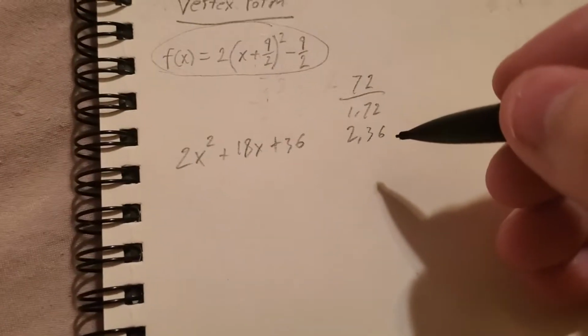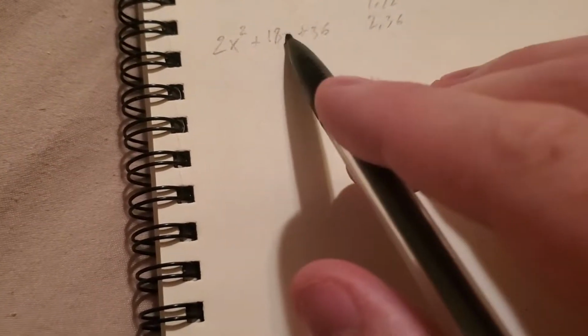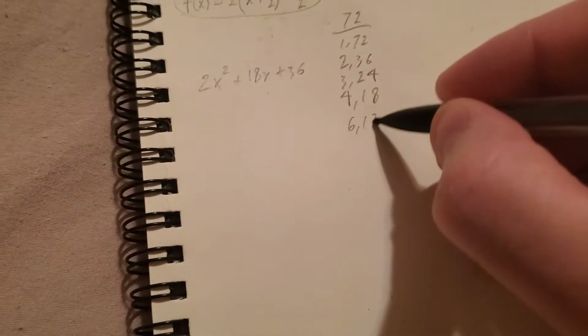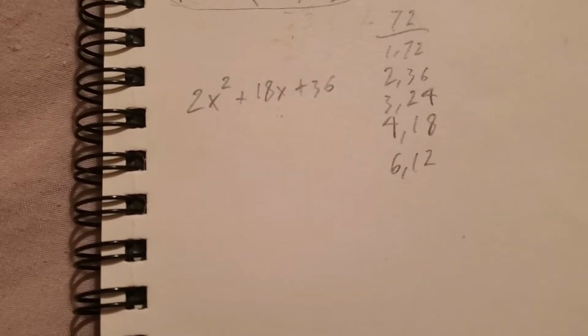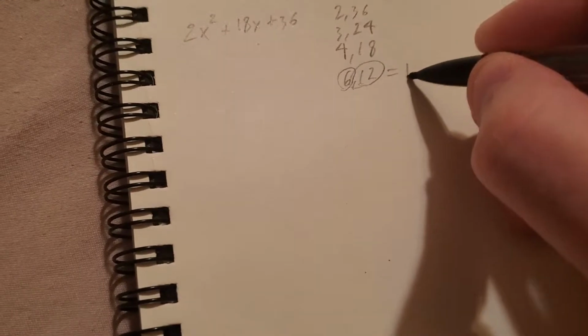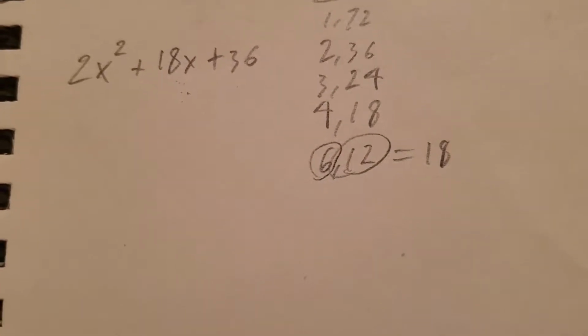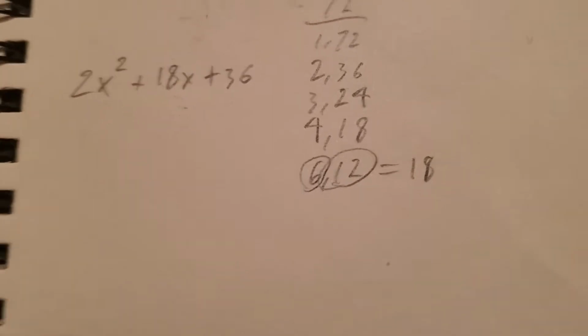I'm just going to go through the factors of 72 and try to see which one of these, whether plus or minus, in either scenario, will add up to positive 18. So 72 divided by 3, 72 divided by 4, 72 divided by 6. All right, so 72 divided by 6 looks like it gives me the factors of 18. 12 plus 6 equals 18, or in this case, positive 6 plus positive 12 equals positive 18.